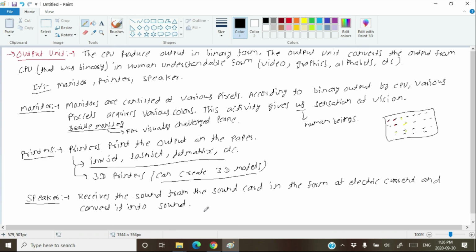So we are done with the input unit, we are done with the output unit. Now let's see the central processing unit.